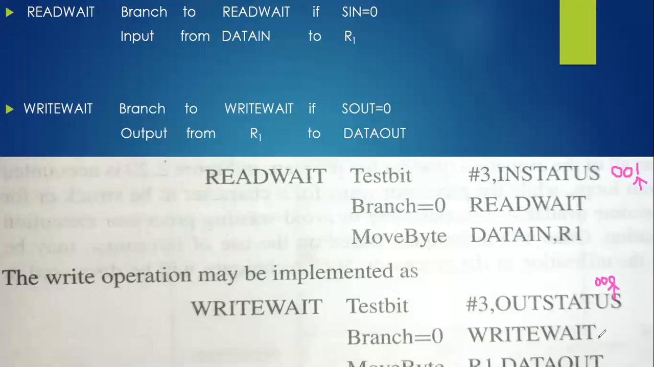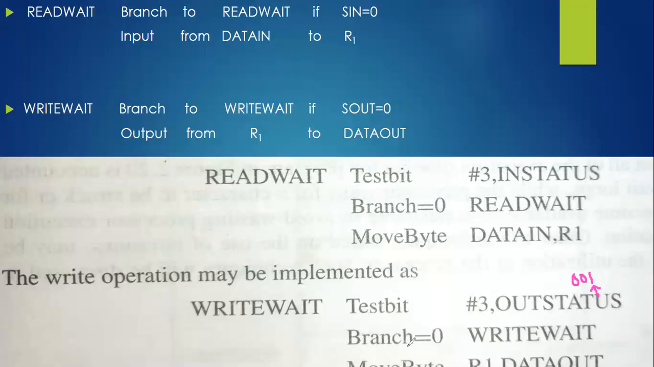Then we need to go for write wait. Where is the write wait? We need to wait till this last bit turns to 1 exactly. So now if S out is set to 1, then what will be the result of this S out? It will be 1. So when we are checking for the third bit, we found that 1 exactly.